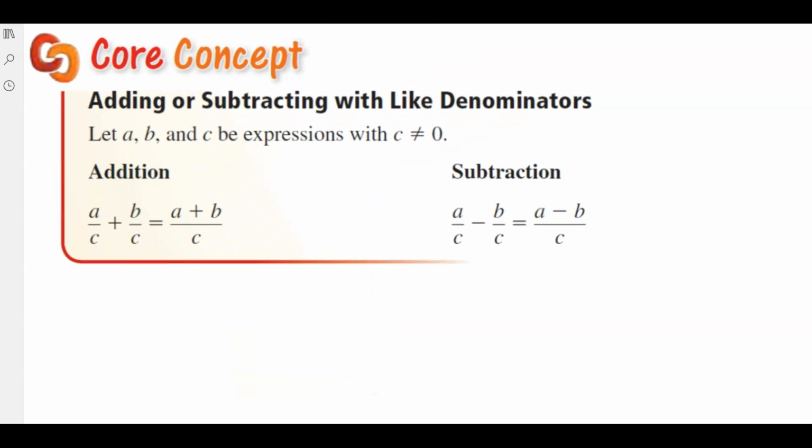All right, so for our core concepts, adding and subtracting, if it has that common denominator, then your C cannot be 0. So that just means your denominator cannot be equal to 0, and you'll have an exclusion there for the domain. So the denominators have to be the same in order to add the tops or subtract the tops together, or the numerator.